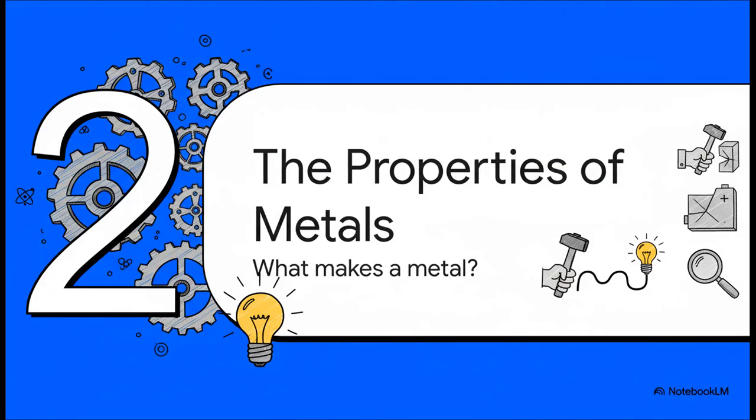That means how they look, how they feel, and how they behave on the outside. So let's start with the first group. What exactly makes a metal a metal? What are those special characteristics that most metals share? Let's find out, one by one.